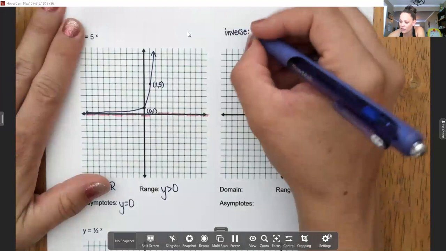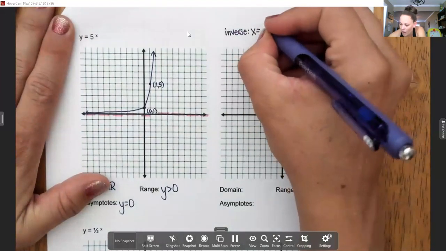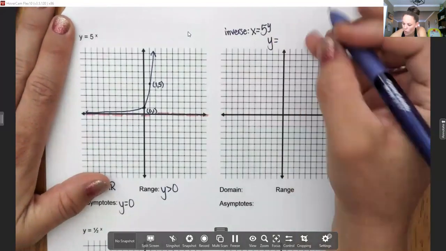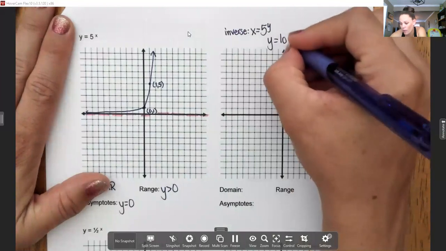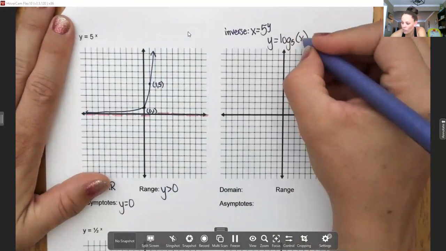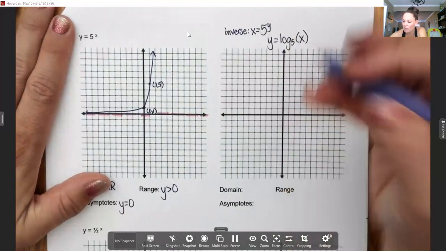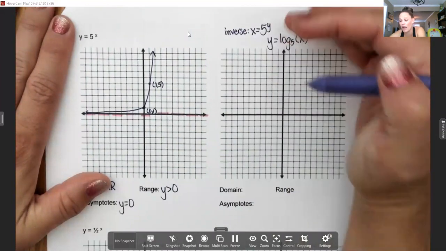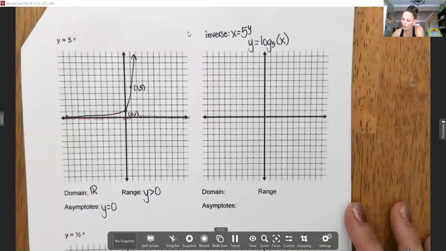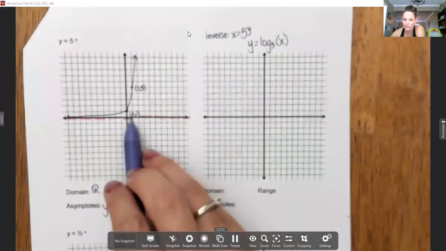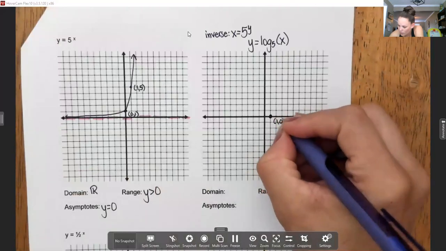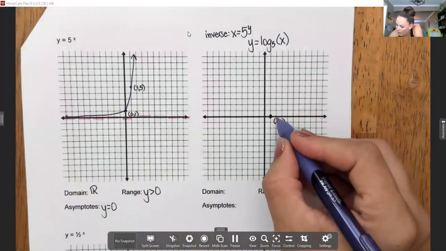So again, for my inverse, I switch my X and my Y, X equals 5 to the Y, and then I write this in log form, which gives us the Y by itself, log base 5 of X. Make sure for your base that you're putting it down below, kind of the opposite of that exponent. So 0, 1 becomes 1, 0. And 1, 5 becomes 5, 1.